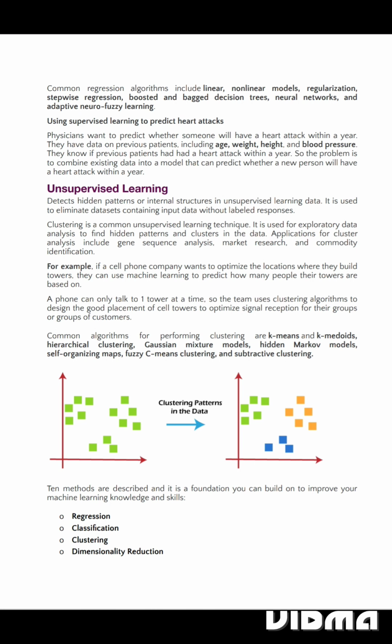Common algorithms for performing clustering are k-means and k-medoids, hierarchical clustering, Gaussian mixture models, hidden Markov models, self-organizing maps, fuzzy c-means clustering, and subtractive clustering. 10 methods are described and it is a foundation you can build on to improve your machine learning knowledge and skills.